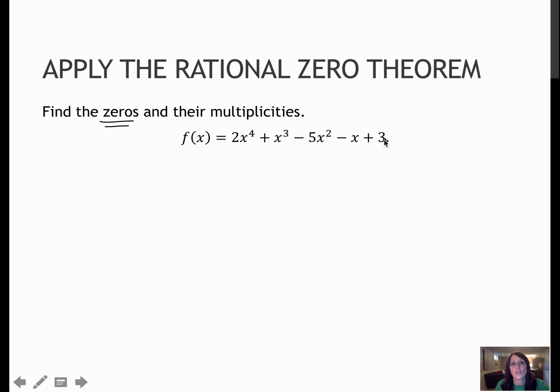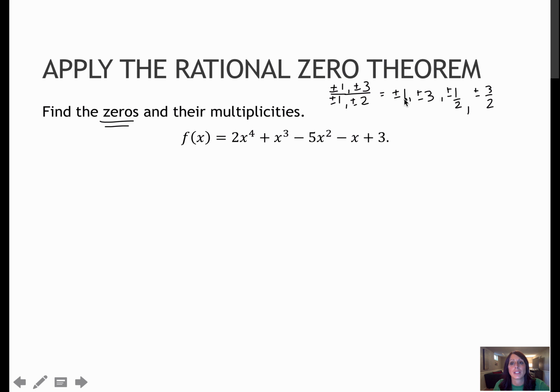So factors of 3 are 1 and 3. Oops. Factors of 2 are plus or minus 1, plus or minus 2. So my possibilities are 1 over 1, 3 over 1, 1 over 2, and 3 over 2. So notice that I was nice to you on this one. There's only 8 possibilities.